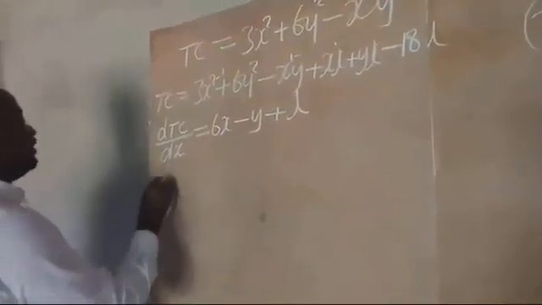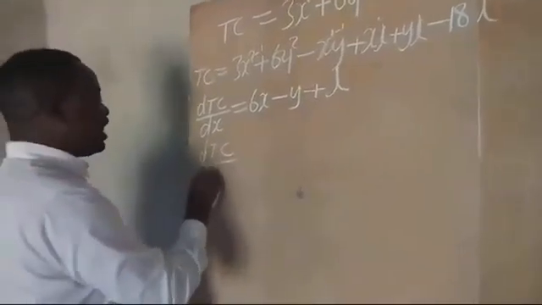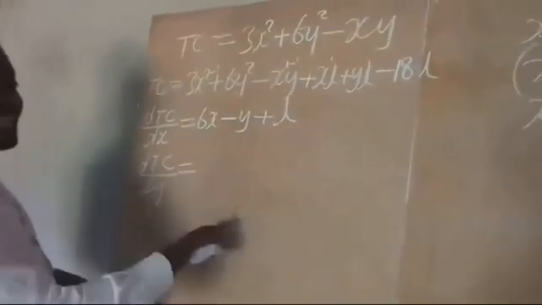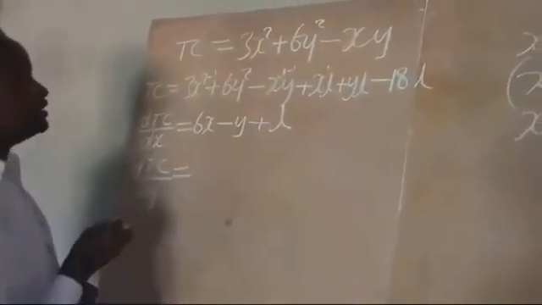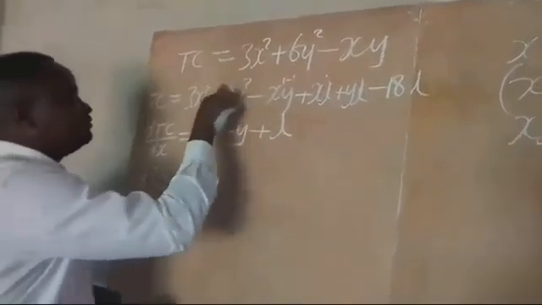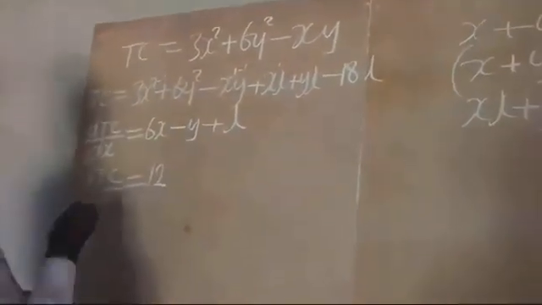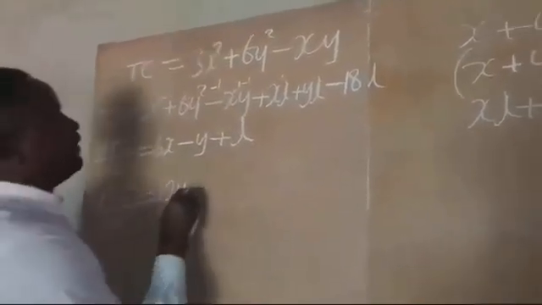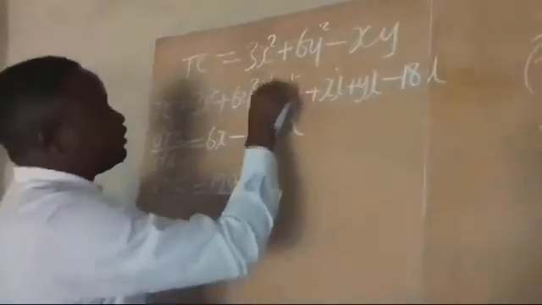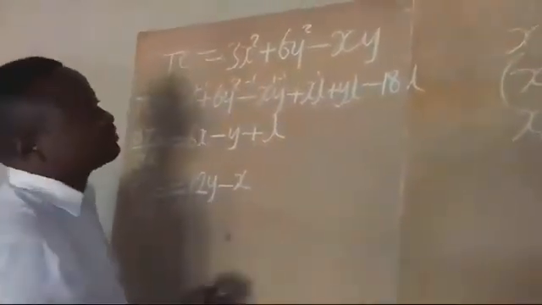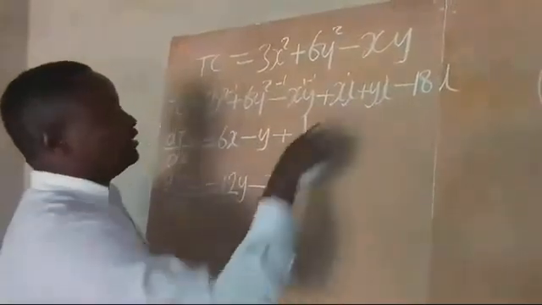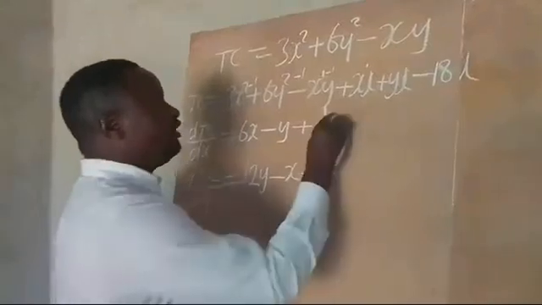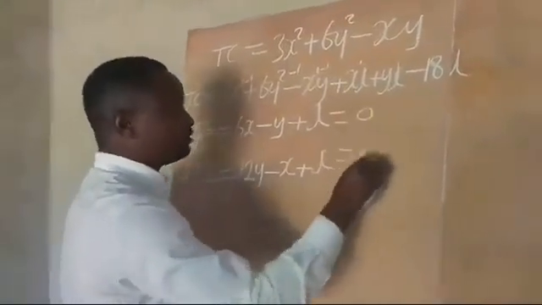We go and formulate another equation, dTC over dy, which is equal to, now we are going to differentiate in terms of y. So where there is y, that's what we're going to consider. So this one is 6y squared, so it will be 2 times 6, that is 12, minus 1 there, it will be y. Then minus, this one, our y will go, we just remain with x. Then we'll come here, our y will go, we just remain with our lambda. All this should be equated to 0.